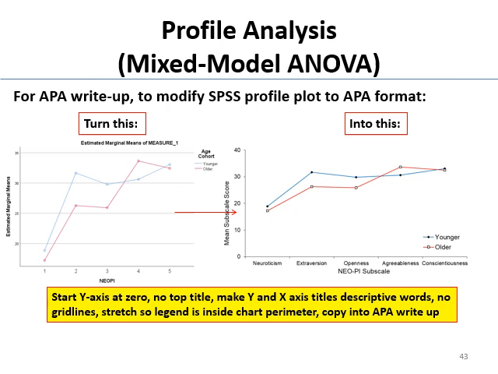I stretched the chart so the legend is inside the chart perimeter. What else have I done? I changed the 1, 2, 3, 4, 5 to the actual words: neuroticism, extroversion, openness, agreeableness, and conscientiousness.